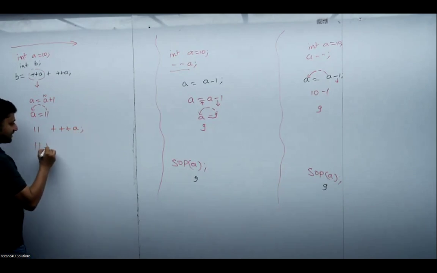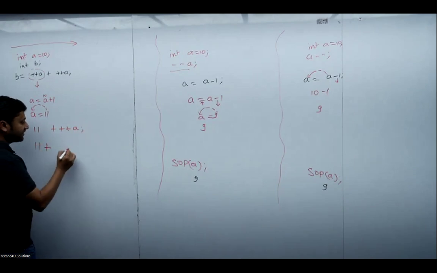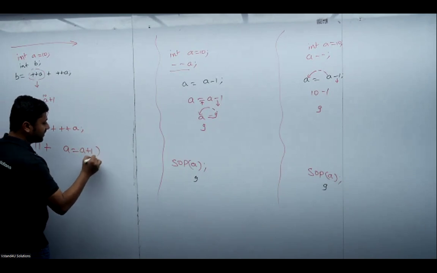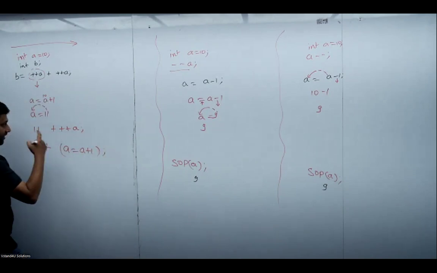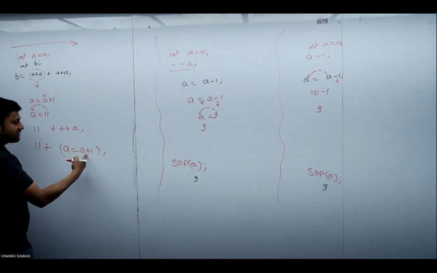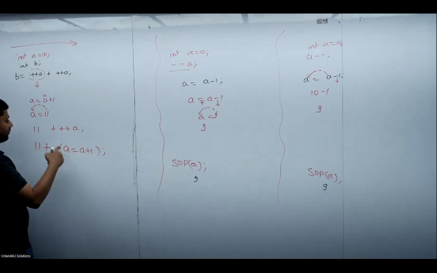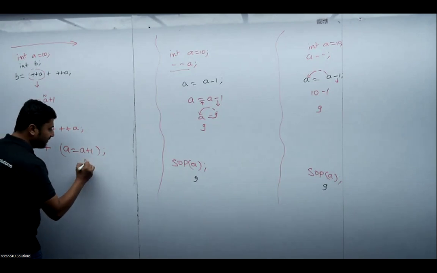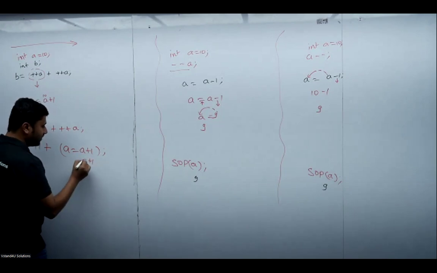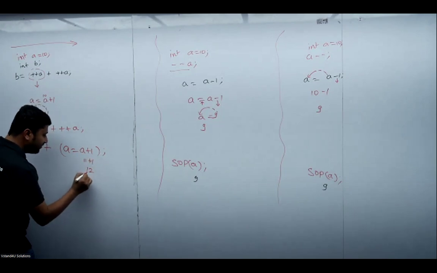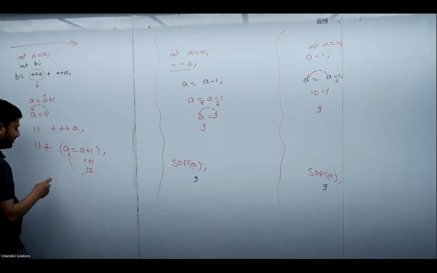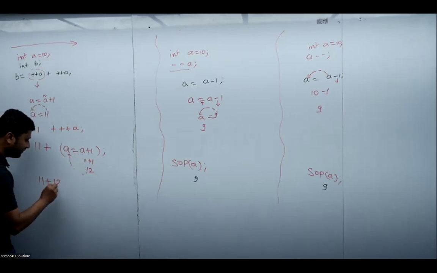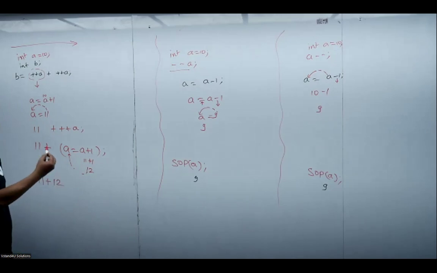So 11 plus, now again, pre-incrementation, A equal to A plus 1. Done. Now again, pre or post? Pre. First you increment the current value, which is 11. What is the current value of A? Am I right? So 11 plus 1, whatever comes will be assigned to A. So can I say 11 plus 12 is the answer? I mean, we will evaluate.